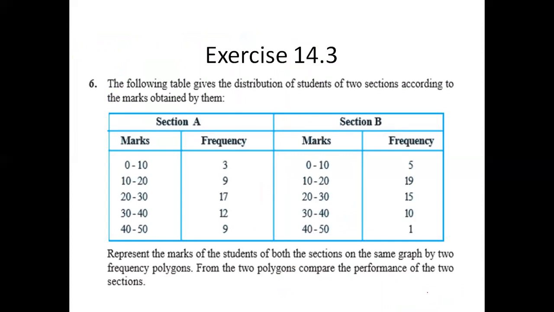Now we will take a problem which is given in exercise 14.3, question number 6. The following table gives the distribution of students of two sections according to the marks obtained by them. So there is section A and section B. Now we are told to represent the marks of the students of both the sections on the same graph by two frequency polygons. And why are we told to use the same graph? So that we can compare the data.